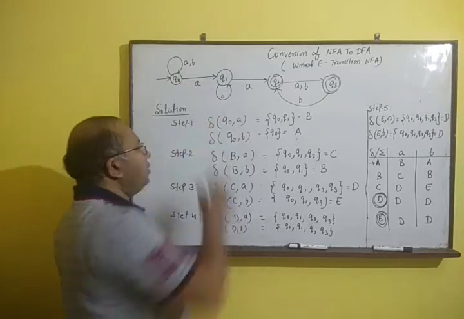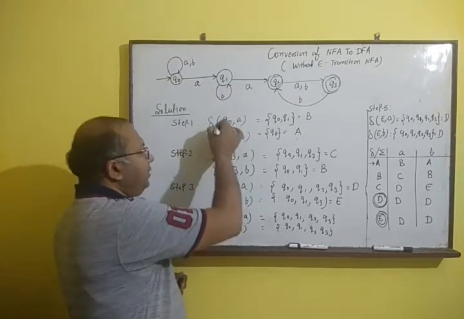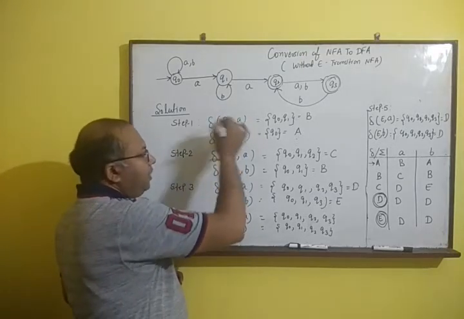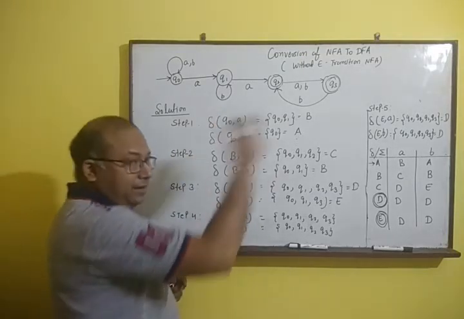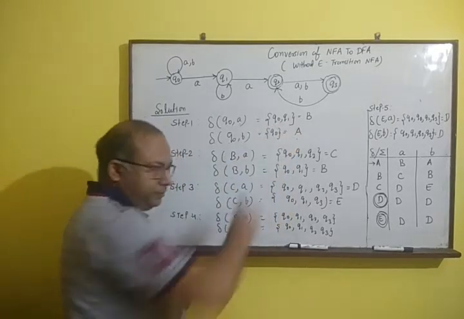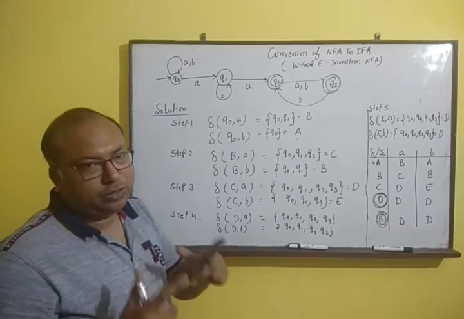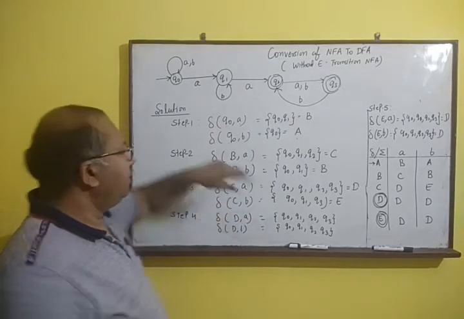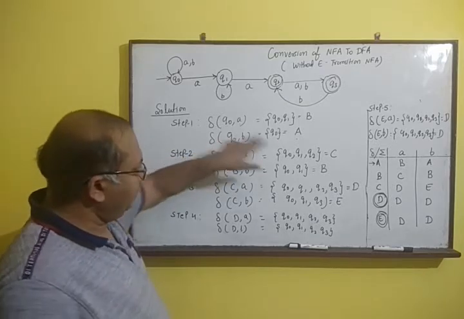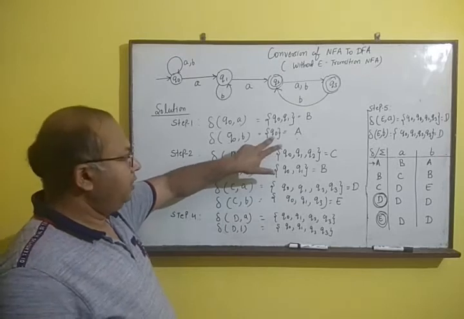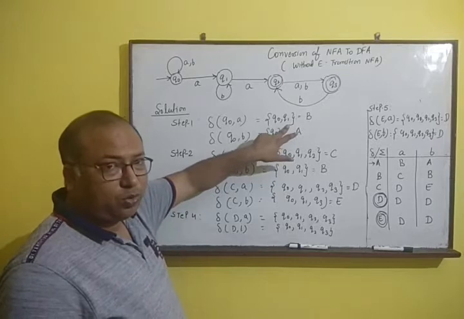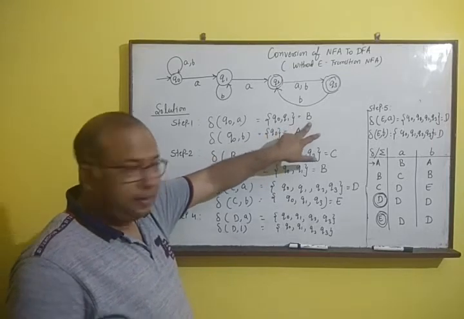Let's suppose we write this Q0 state here, and this delta symbol shows the transition. On input A, if we apply it onto Q0, where can we reach? We can reach the state Q0 and the state Q1. So we unite these two states in a new set. And if we apply the transition B on Q0, we reach Q0 again. This Q0 we name A, and this set which has two states, we name B.